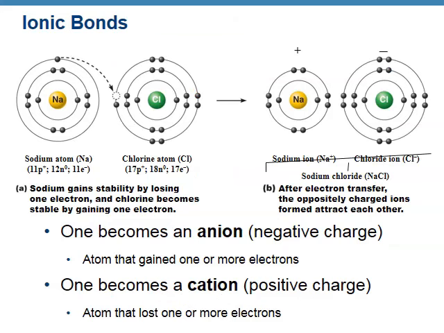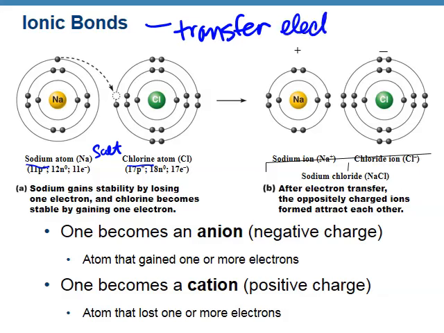So here's a great example of ionic bonds. We're going to look at sodium and chlorine. This would be salt. And remember that in ionic bonds we're going to transfer. What specifically are we going to transfer? Electrons. And what are electrons? They are negative subatomic particles that make up an atom.